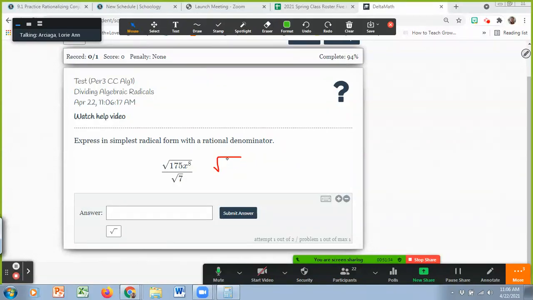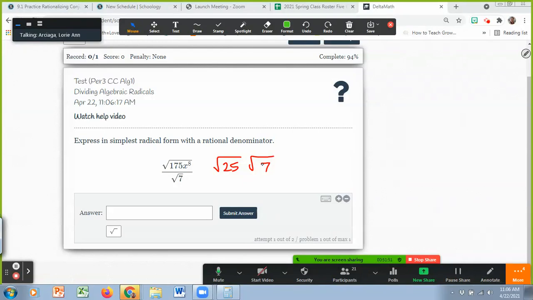Okay, so 175, it ends with 5, so try 25. That's gonna be 25 times 7? Yeah, because for 100, there's 4 25s, and 75, there's 3 25s.